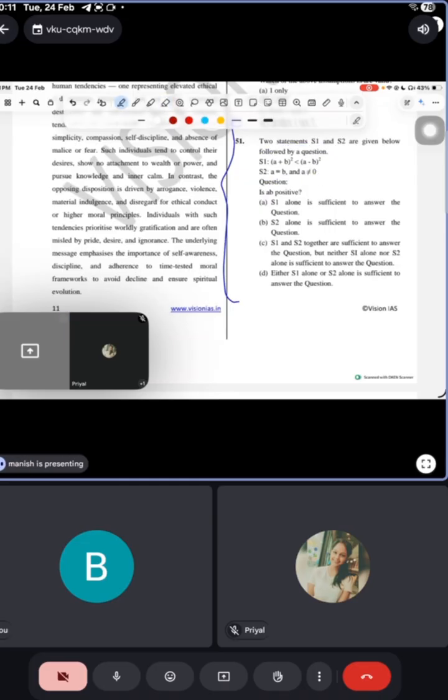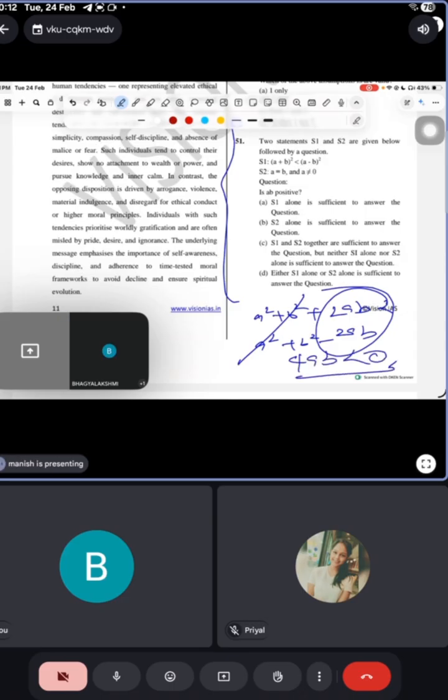(a plus b) square means a square plus b square plus 2ab. Then (a minus b) square is a square plus b square minus 2ab. So they will cancel and it will be 4ab less than 0. It means ab is less than 0. So tell me, is ab positive here? Because ab is less than 0.